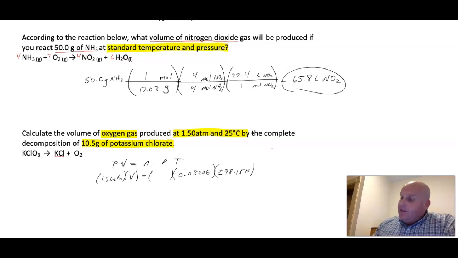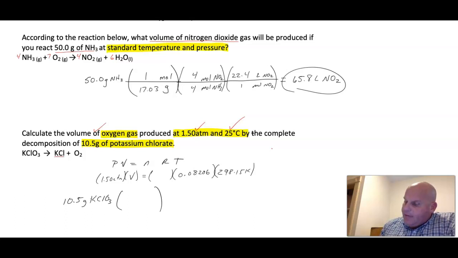But once again, this is the pressure of oxygen gas. This is the temperature of oxygen gas, and we have the gas constant, and they want to know the volume of oxygen gas. My amount, my N value, my moles, the only thing I have to get there is the 10.5 grams of potassium chlorate. So here is where our stoichiometry comes in, because if I have 10.5 grams of potassium chlorate, I can convert that to moles of oxygen gas.